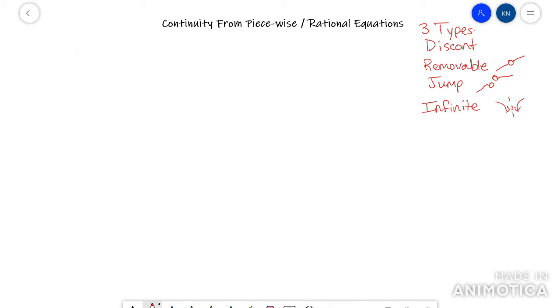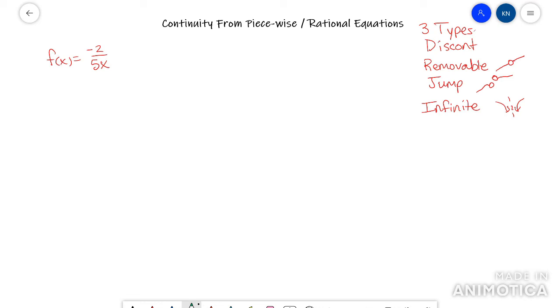Okay, the first rational I'll start you out with would just be something like this. For a rational function, you want to focus on the denominator. That's going to tell you where your discontinuity is located. And for a rational, it's probably either going to be an infinite discontinuity or a removable discontinuity. So I'll show you how to tell the difference.